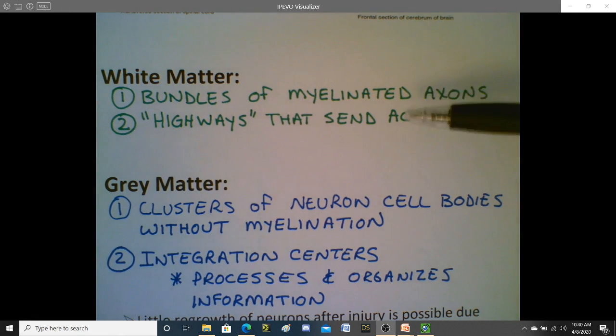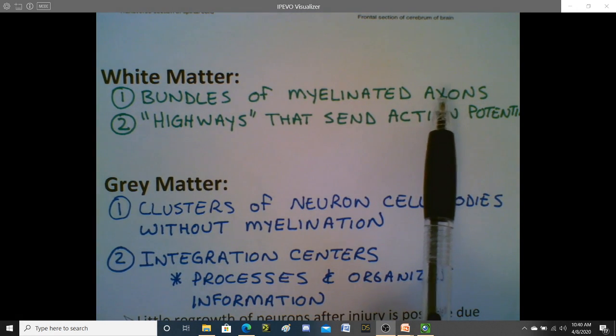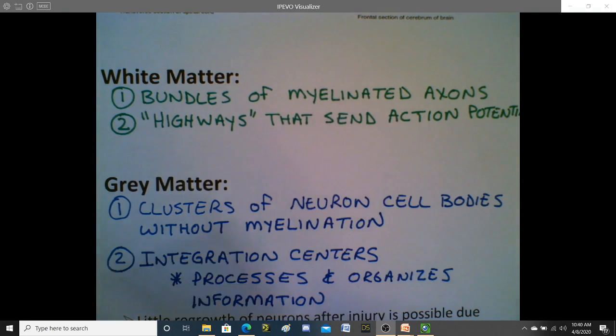So it says white matter are bundles of axons, so bundles of neurons with axons that are myelinated. So those oligodendrocytes have myelinated the tissue, creating white matter. Now, it's really easy to think of this because the white matter, those myelinated, insulated neurons, are going to be the highways to move action potentials. So our action potentials are going to move back and forth through the central nervous system via white matter. So the white matter is the highways.